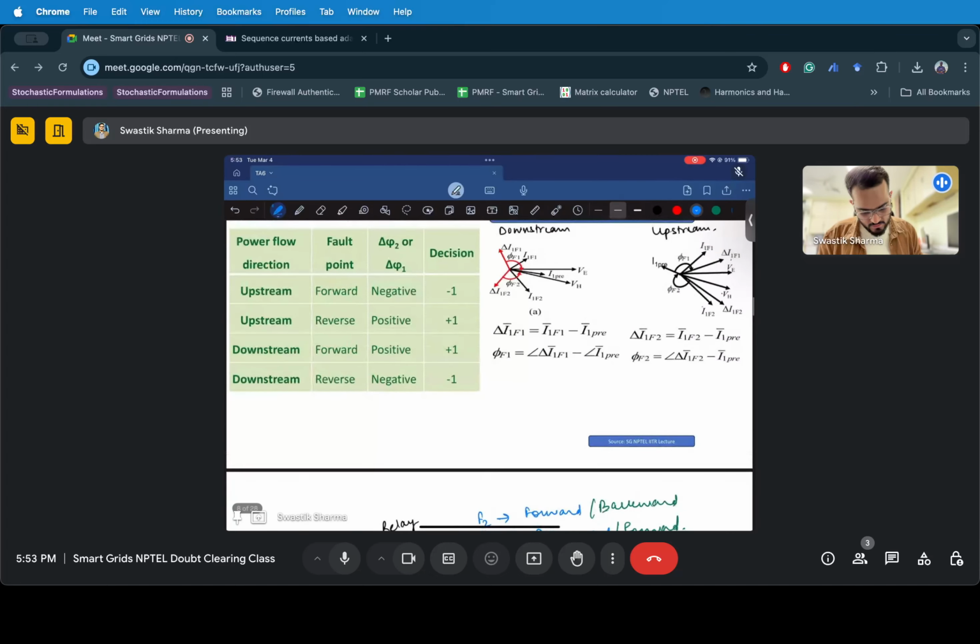I was correct the first time. Delta phi f1, if magnitude is positive, so this should be delta here, delta here.